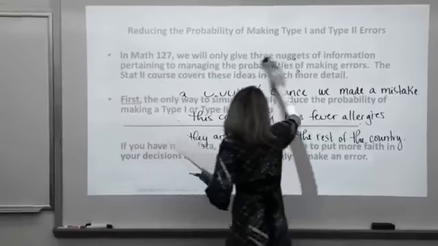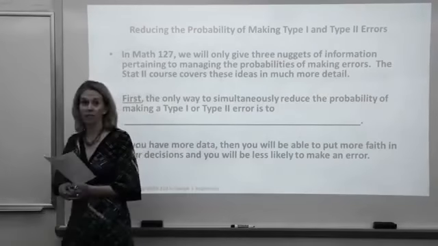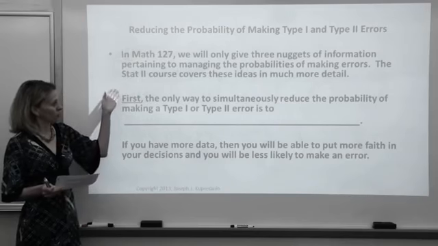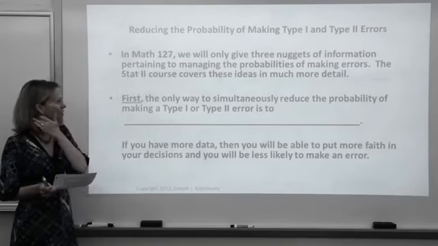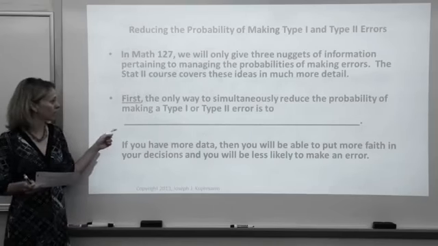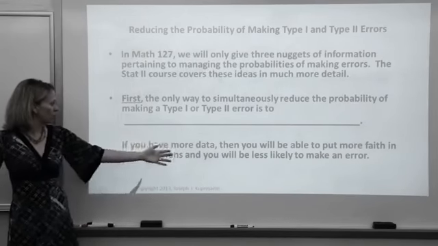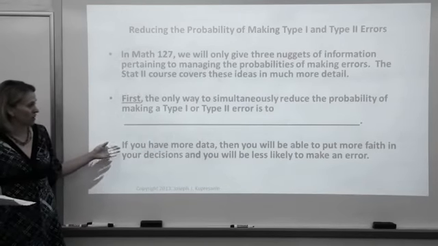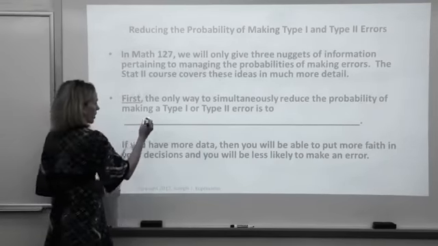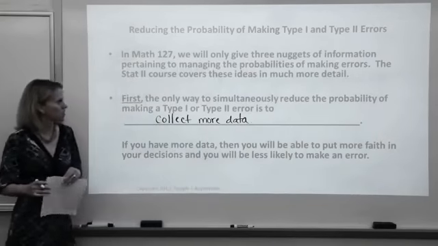So, some more things about the probabilities of type 1 and type 2 errors. In MAT127, we're going to give you 3 nuggets of information that pertain to managing the probability of making errors. If you take our Stat 2 course, they would cover these ideas in more detail. The first one: the only way to reduce at the same time the likelihood of making a type 1 error or a type 2 error is to increase our sample size. If you collect more data, then you'll have more faith in your decisions and you'll be less likely to make an error. So the only way to simultaneously reduce type 1 and type 2 errors is to collect more data or increase your sample size. All right, so that's the first thing.